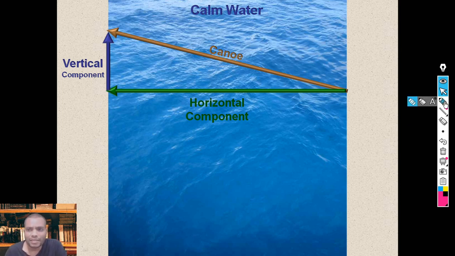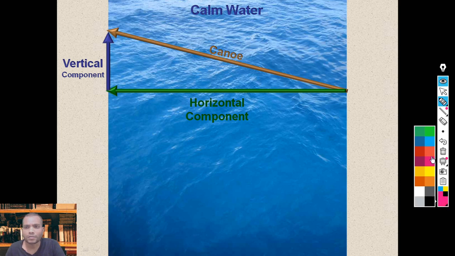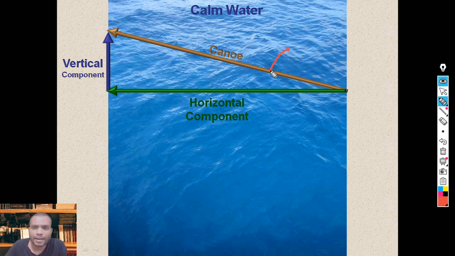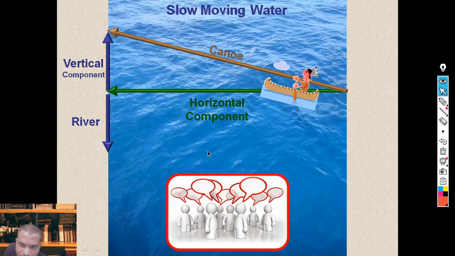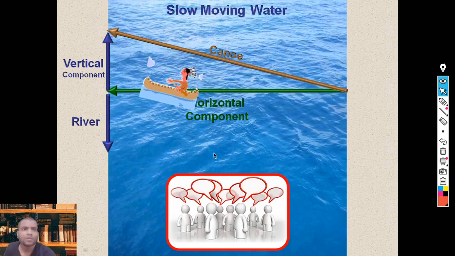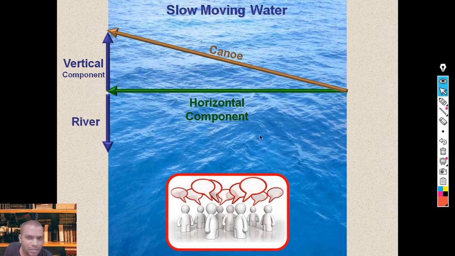We went in that direction because of the vertical component. This direction is responsible for the vertical component here. That's the reason the boat does not reach the destination in a straight line. So what happens if the river water direction is changed? Now we are able to reach the destination in a straight line.